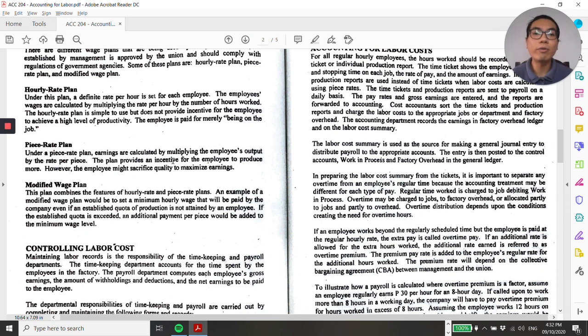So later on, we'll have some practice problems para mas makita nyo yung application nung sa labor costs natin. And for the modified wage plan, may mga companies kasi na mas workable sa kanila yung combination, yung application ng compensation to employees. And it could be a mix of hourly rate or piece rate plan.